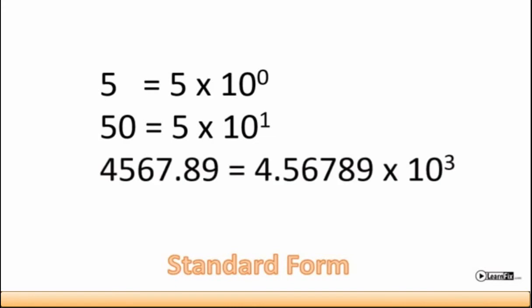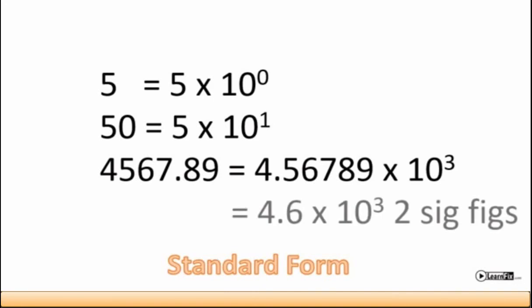So 4,567.89 will be written as 4.56789 times 10 to the power 3. To two significant figures, this would be 4.6 times 10 to the power 3.